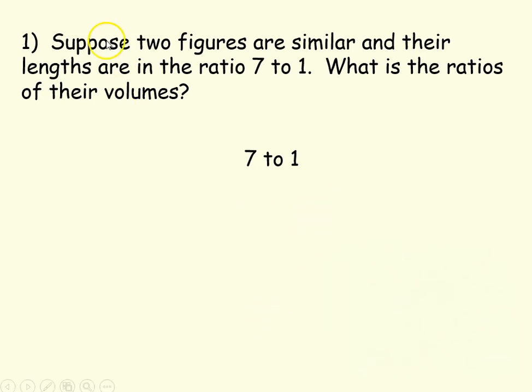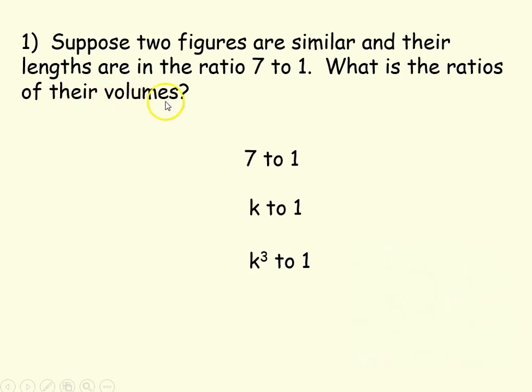So another example: suppose that we have two figures that are similar and their lengths are in the ratio of 7 to 1. So the ratio of similitude, scale factor, the K, whatever, is going to be 7 to 1, or 7. What is the ratio of their volumes? Well, 7 to 1 is the ratio that we have, which is kind of like the K to 1, which is our ratio of similitude. Our general ratio of similitude is K.